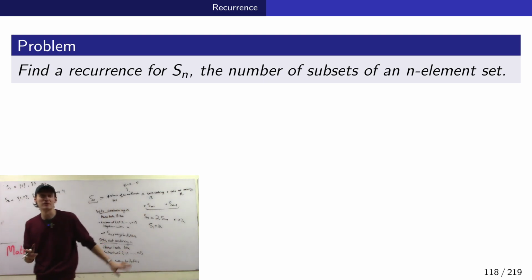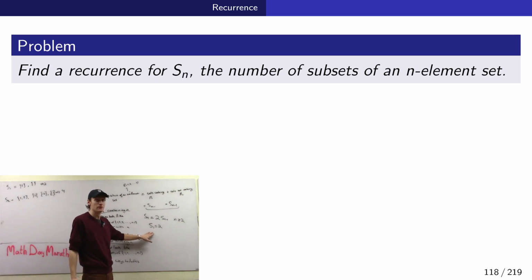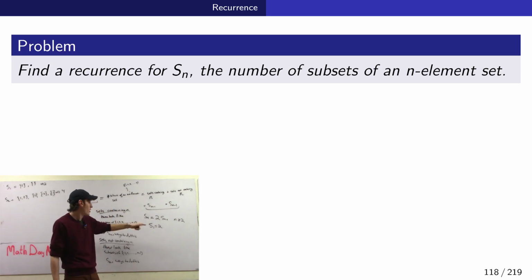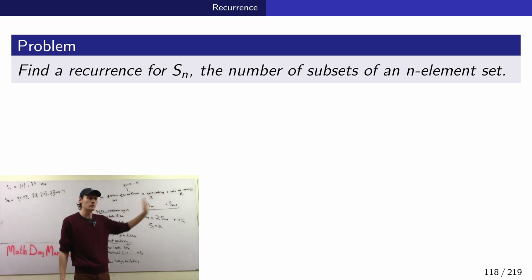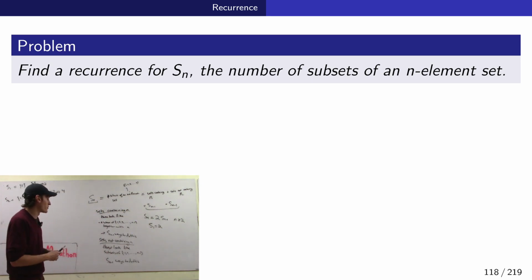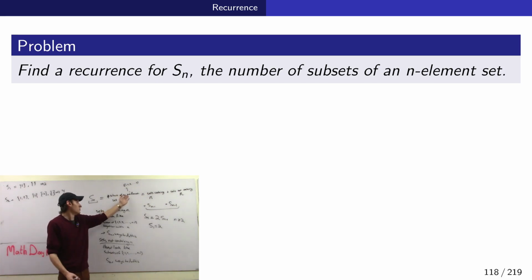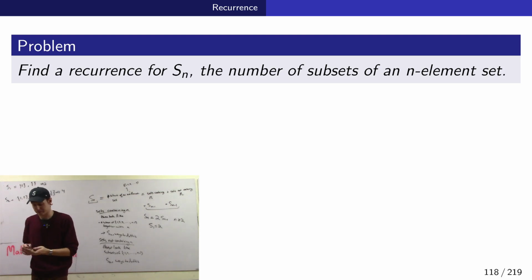We have seen this earlier when we counted the number of binary strings of length n. We had the recurrence B sub n equals 2 times B sub n minus 1, and the number of binary strings of length 1 was also 2. So this is going to be the same recurrence. We have the same initial condition and the same relationship, so the sequences will be the same. The reason is that there's a really nice connection between binary strings of length n and subsets of an n element set.